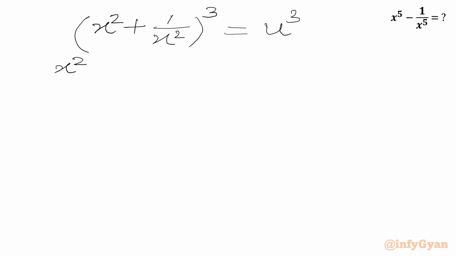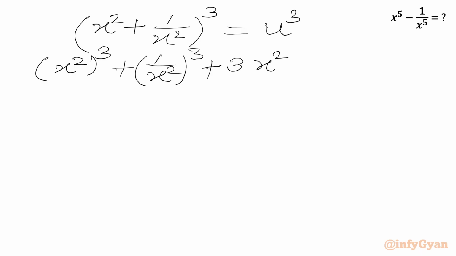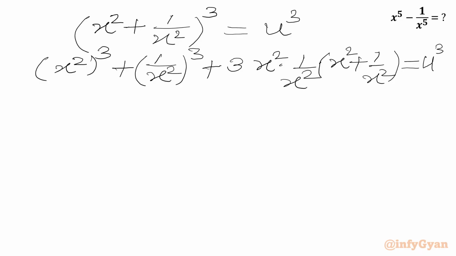We will write x square whole cube, this is a cube, 1 over x square whole cube, this is b cube, plus 3 times ab. So we will write 3 times x square times 1 over x square times a plus b. So we need to write x square plus 1 over x square, equal to RHS cube, which is u cube. Now we will cancel x square with x square. x square plus 1 over x square is u.